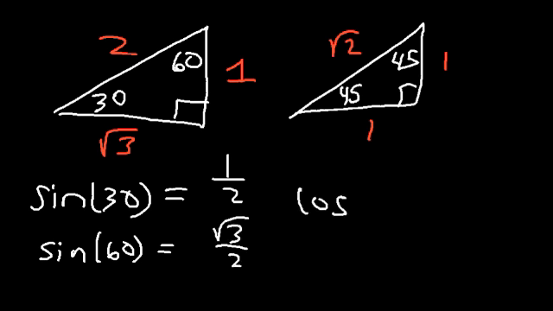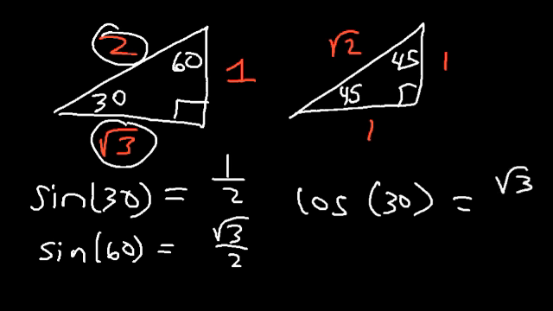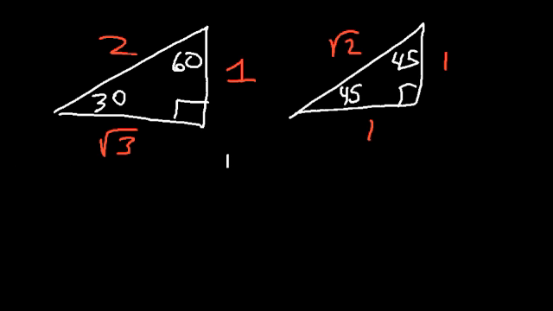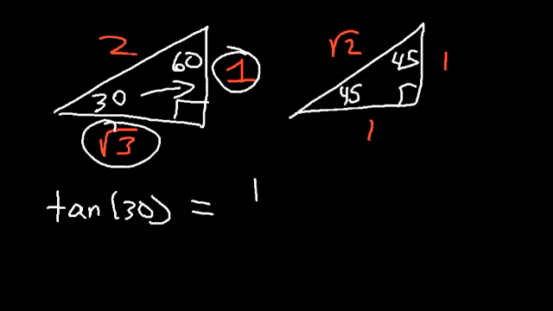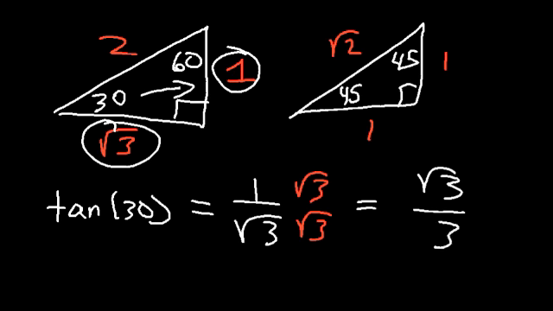Now let's say we want to evaluate cosine 30. According to SOHCAHTOA, the CAH part, cosine is equal to the adjacent side divided by the hypotenuse. So that's root 3 over 2. Now, if we wish to evaluate, let's say, tangent 30, that's the TOA part of SOHCAHTOA. So tangent is equal to the opposite side. Opposite of 30 is 1 divided by the adjacent side. Now for tangent, you're going to have to rationalize. So once you rationalize the denominator, it's going to be root 3 over 3. That's tangent 30.